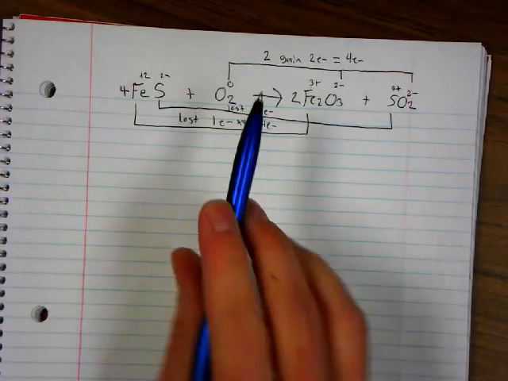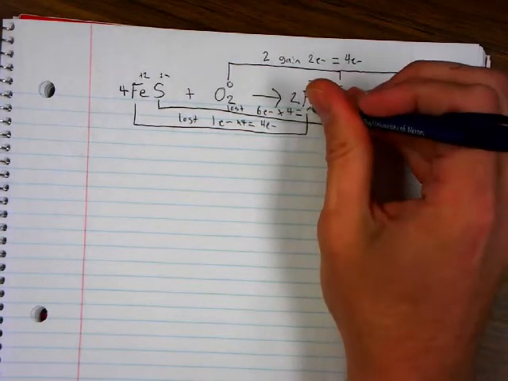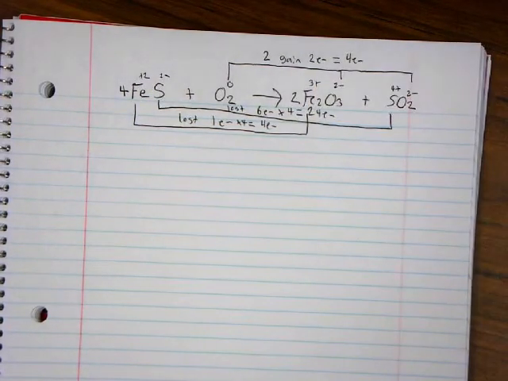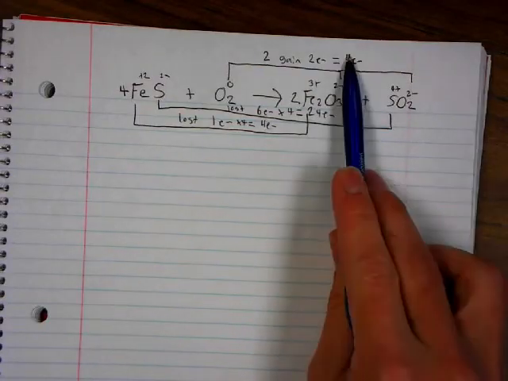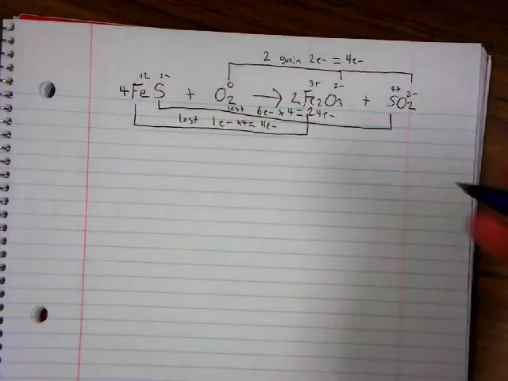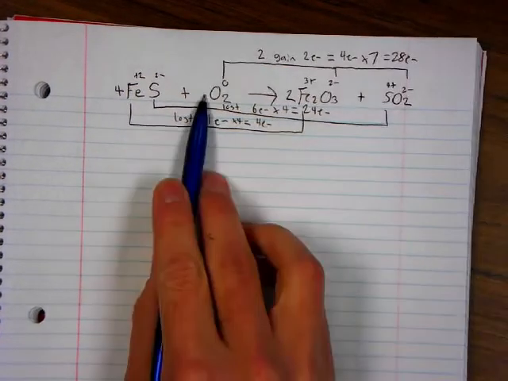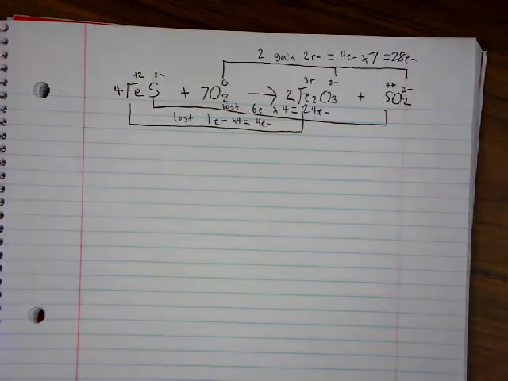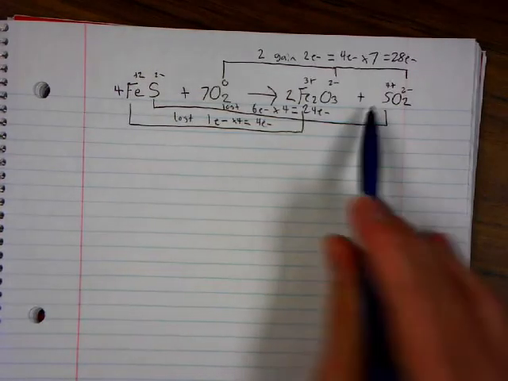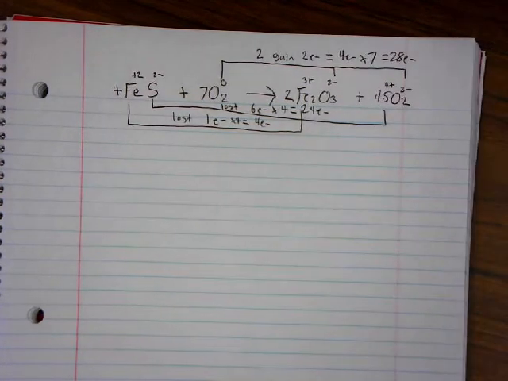If I put a 4 here, what am I doing to these electrons? I'm multiplying them by 4, for a total of 4 electrons. But what am I also doing to these electrons? Times 4, for a total of 24 electrons. How many total electrons did I lose? 28. What times 4 gives me 28? 7.